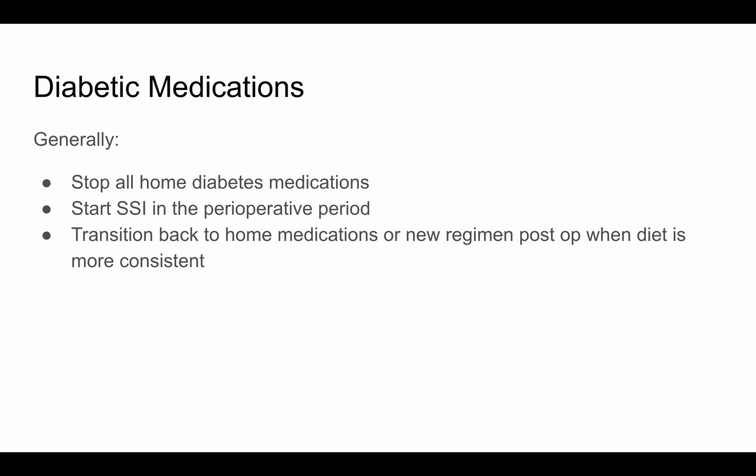And then post-op, when their diet is more consistent, when they're back on a diet or they're on TPN or tube feeds or whatever we're planning on doing, that's when it's safer to begin restarting home medications slowly, as their insulin requirements or medication requirements may have changed following surgery. So be very careful, starting slow and low on these diabetes medications when restarting them. Generally, if the patient's coming in for a planned outpatient procedure, the recommendation is that they do not take their morning doses of medications prior to surgery.